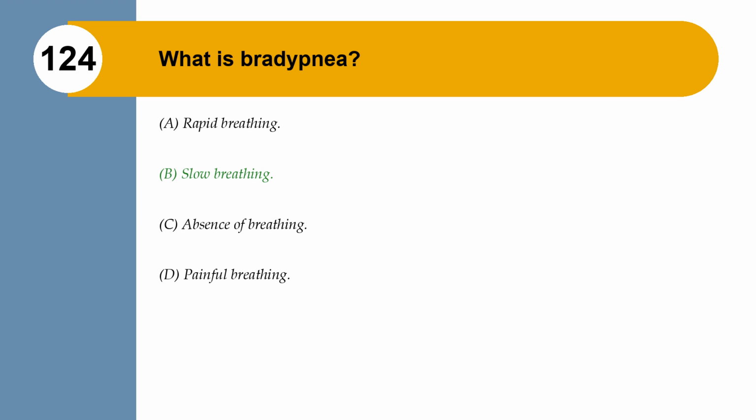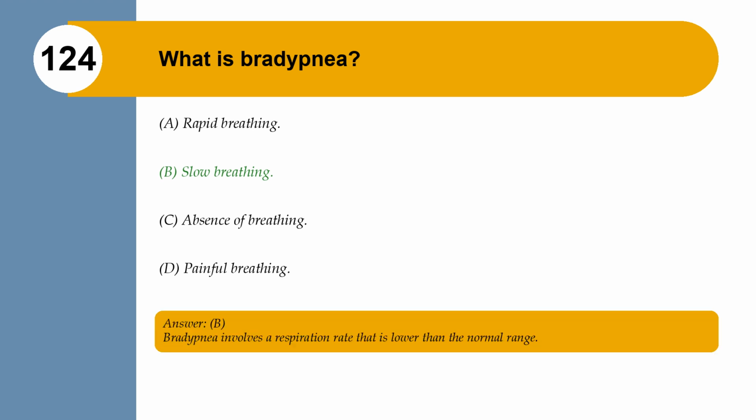The correct answer is option B, slow breathing. Explanation. Bradypnea involves a respiration rate that is lower than the normal range.